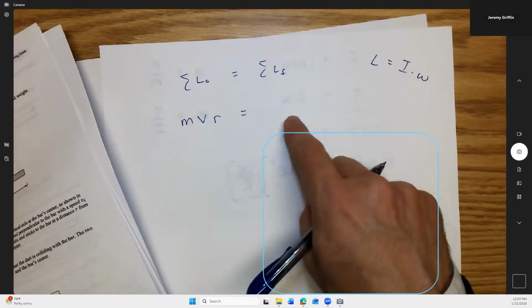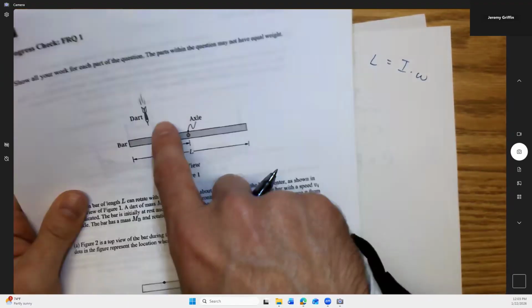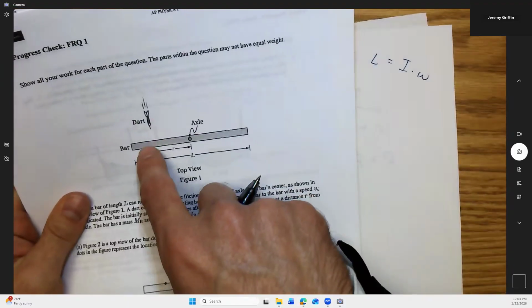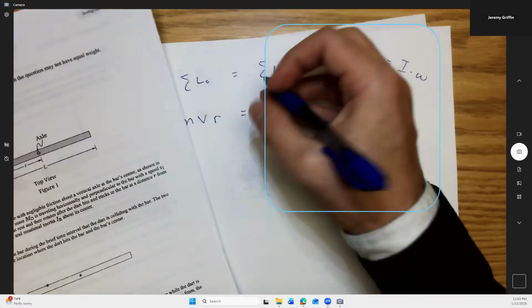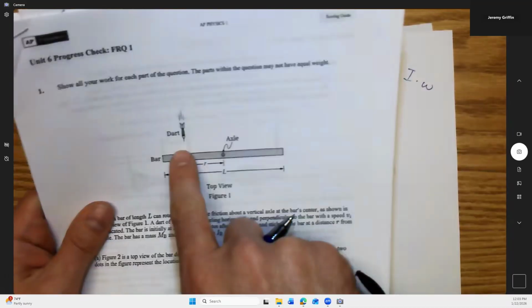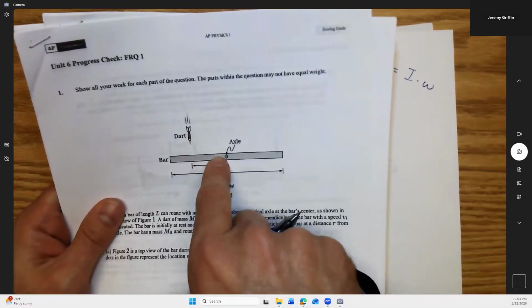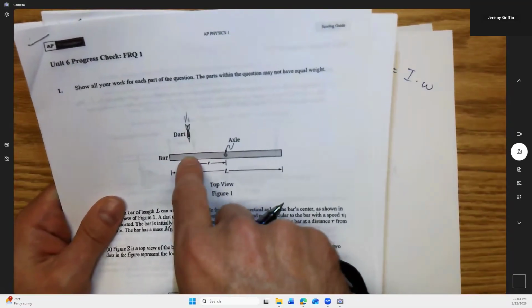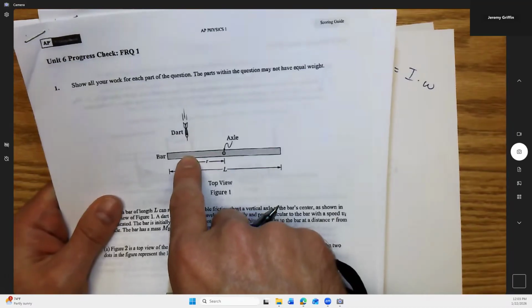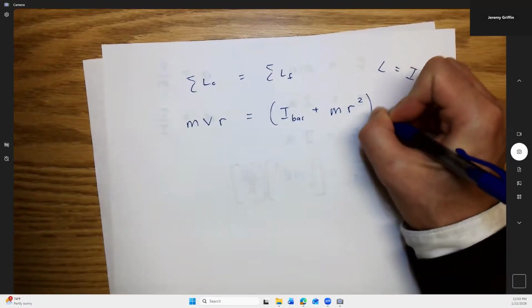And if you're in class, you guys see those ice skaters over there. L equals I omega. Now, guys, when this dart is stuck in this bar and the whole thing's rotating together, there's the I of the bar, I'll call it I sub bar, plus there's also the dart, which has a little bit of inertia itself too, doesn't it? It's a mass at this location. Guys, what's the rotational inertia of a point mass? mr squared. You guys remember that?